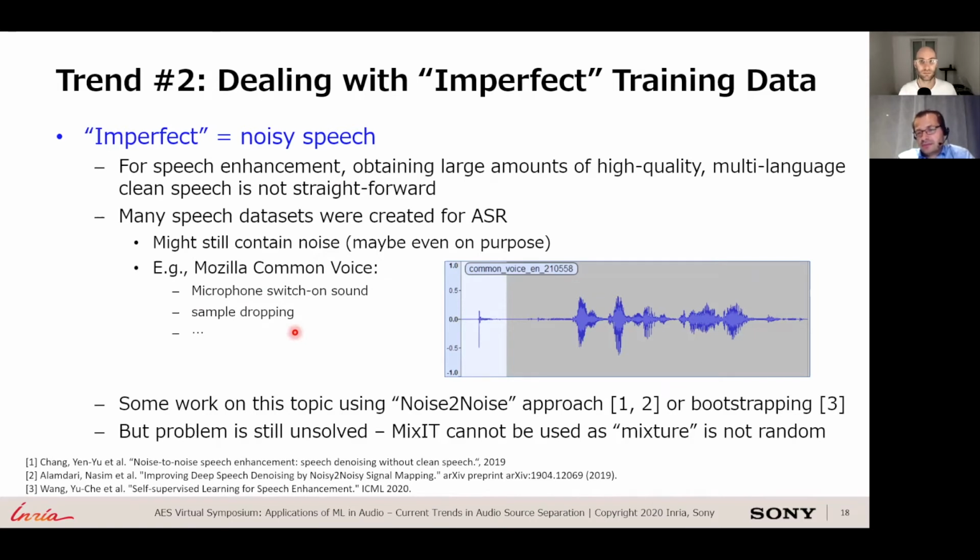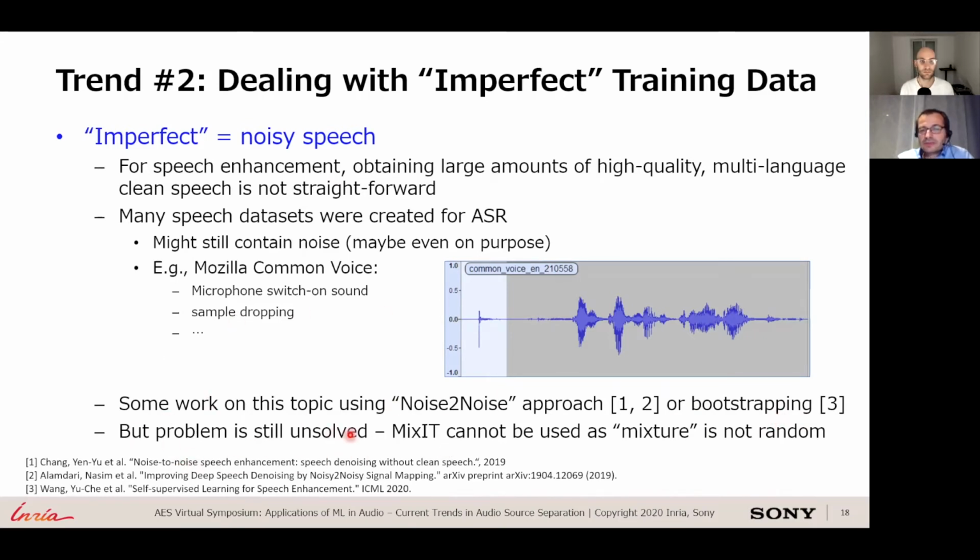The question is now, how can we train speech enhancement systems if we don't have access to really clean speech in our training data? There's some work that tackles this problem with an approach known from image denoising, called the noise-to-noise approach. There's another approach where a kind of bootstrapping is used, where we have access at the beginning to a smaller clean speech dataset, and this can be used to bootstrap the training on the larger noisy speech training data.